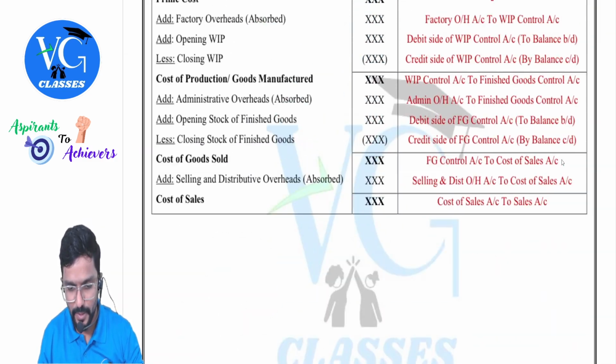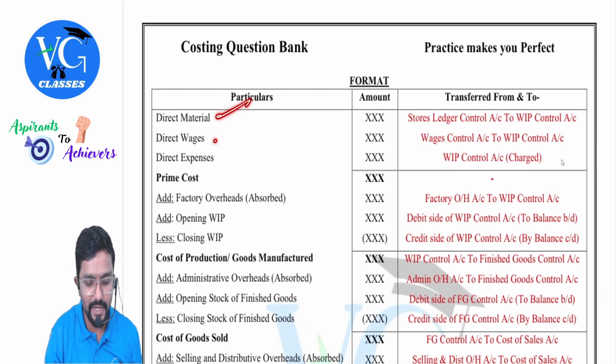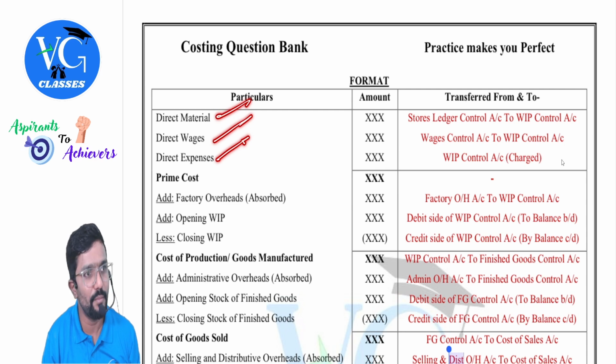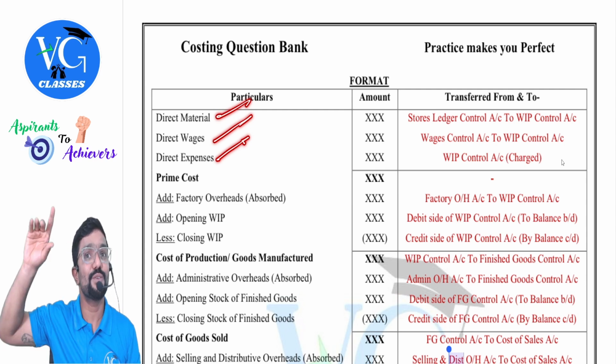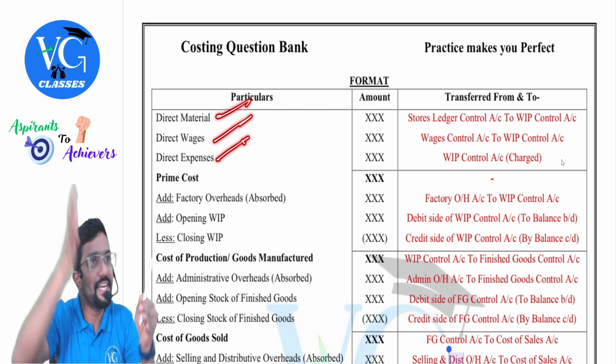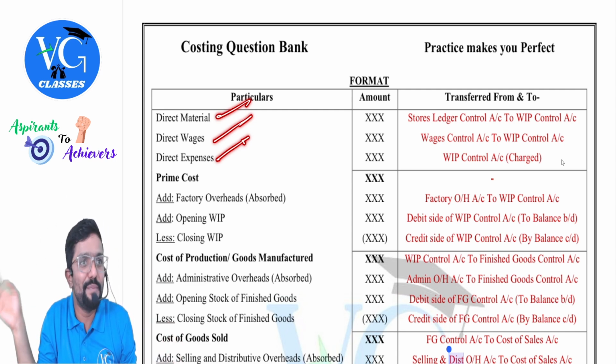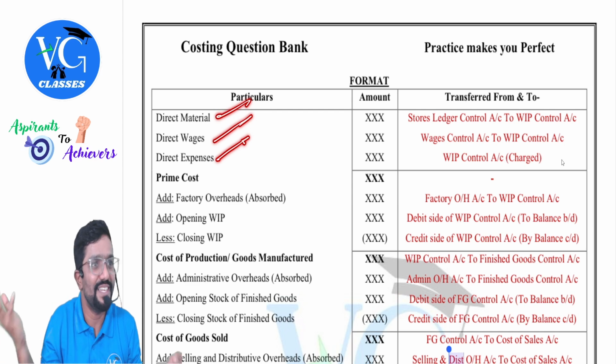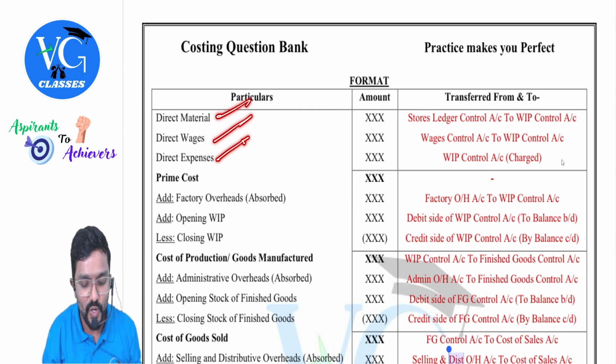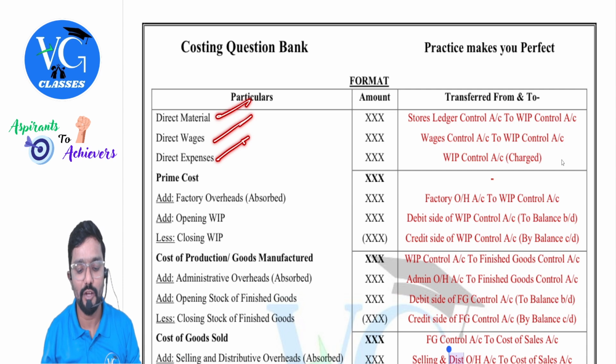Now observe. Direct material, direct wages, direct expenses, plus factory overhead absorbed, plus opening WIP, minus closing WIP. Closing WIP is on the credit side, and all other items are on the debit side. Closing WIP is on the credit side, meaning minus only, no? Yes. So what is that figure called? Cost of production. Hope you are getting it. Clear? Yes.